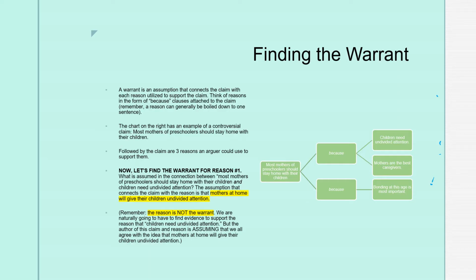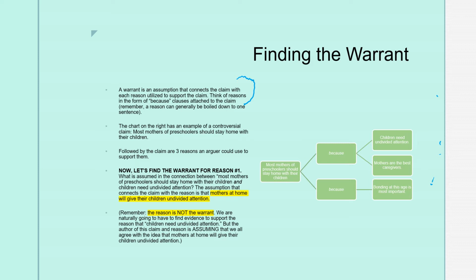We're still on step 3, finding the warrant. We're going to spend a couple of slides on warrant because this is, like I said, the most challenging aspect of the Toulmin method of understanding an argument. Once again, here's the definition of a warrant. A warrant is an assumption that connects the claim with each reason utilized to support the claim.